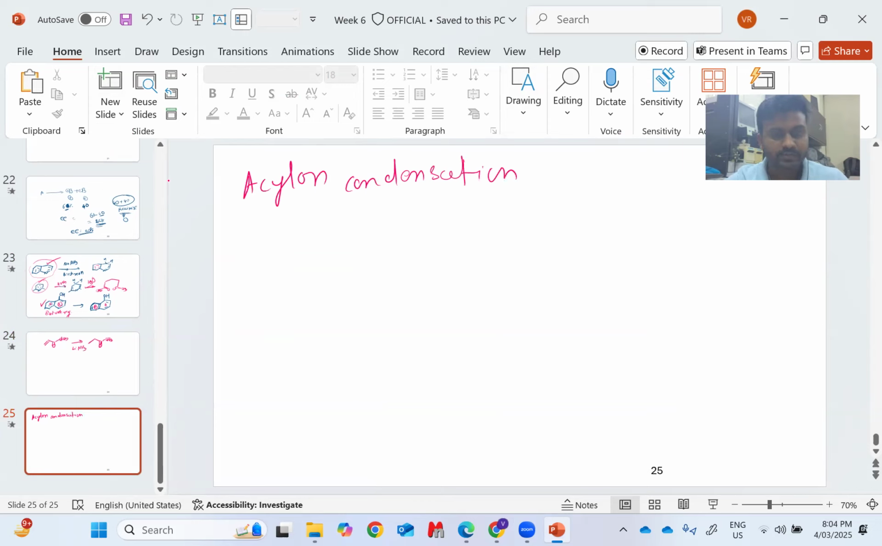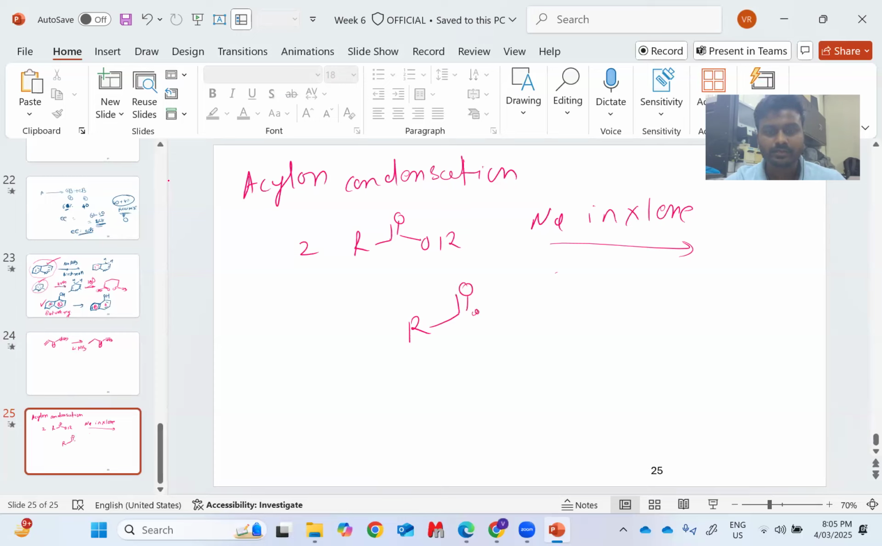So in the acyloin condensation, two equivalents of the ester R, let's say here R, and sodium metal in xylene. So what happens? The sodium metal, as you know, we use for radicals, right? So it gives the radical here, and the two equivalents of radical couple. This occurs after the completion of the reaction. So this is the acyloin condensation reaction.